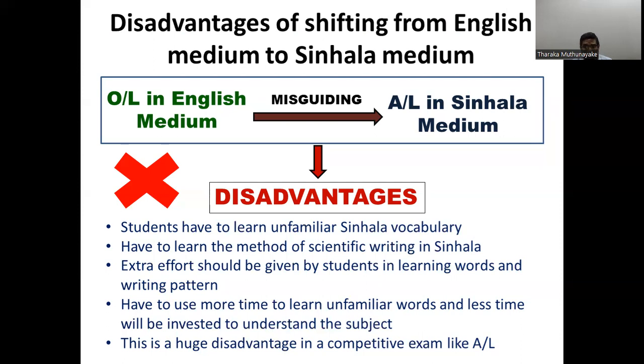Even though society, the students, and also parents think that studying in Sinhala medium is the best thing for an English medium student, it is actually a myth. If you consider the Sinhala medium results, there is a majority actually. But among the students who got high results in Sinhala medium, there are only very few students who followed O-levels in English medium and shifted to Sinhala medium later. Such students actually get low results because they have to invest more time in learning vocabulary and other things. They have less time to understand the subject. So it's a huge disadvantage.